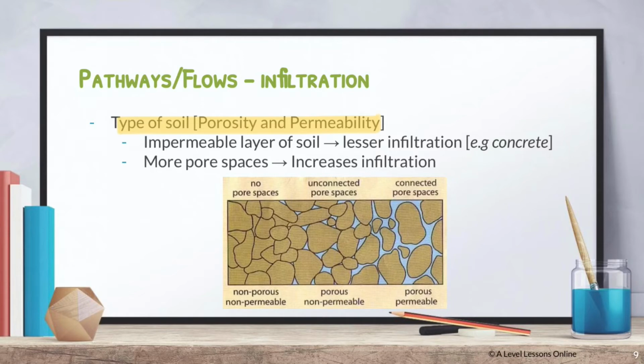Permeability is different. It's on the surface: how much water can actually come in in the first place. If the layer is not even permeable, water will take a long time and may not be able to come in as fast. So an impermeable layer of soil can result in less infiltration. For example, concrete. There are no holes on top, so it's very hard for water to seep in. It is an extremely impermeable surface. On the other hand, soil or clay, which has a lot of pore spaces, can help to increase infiltration.